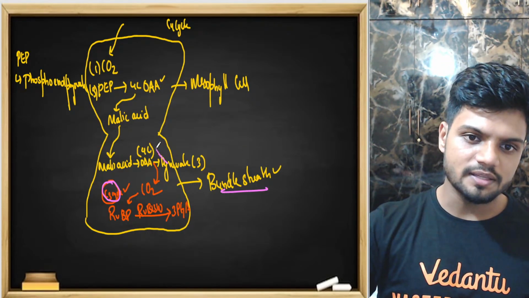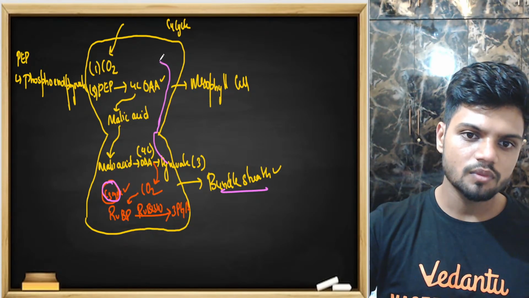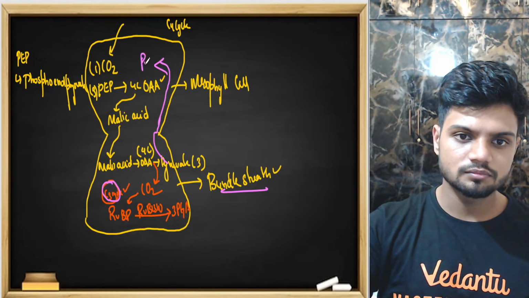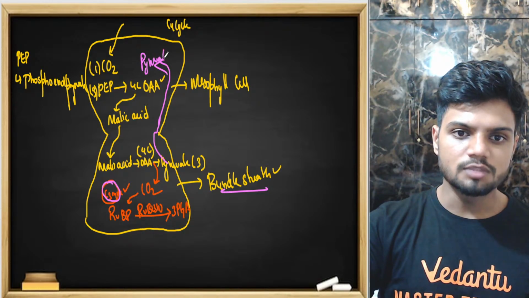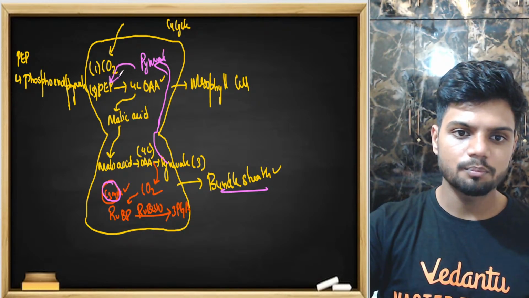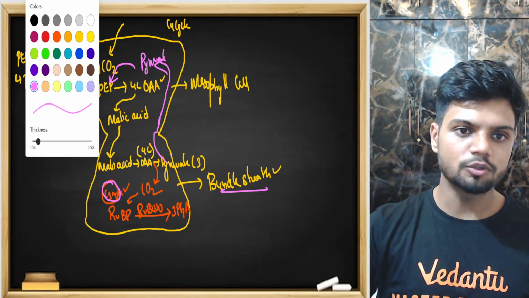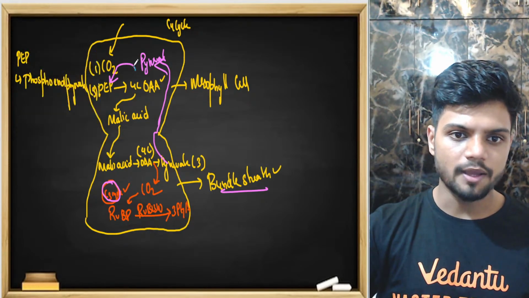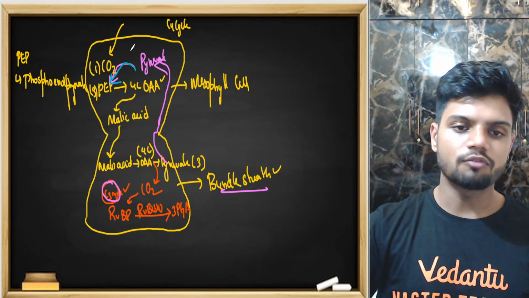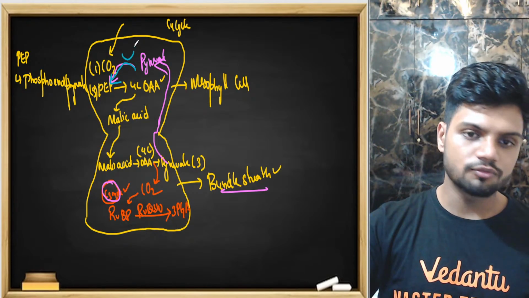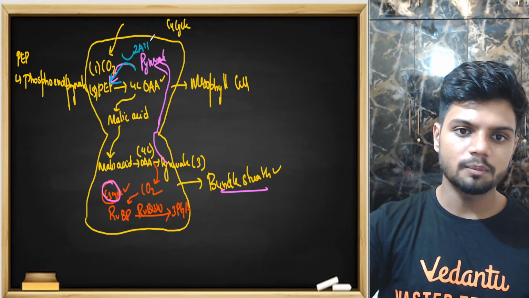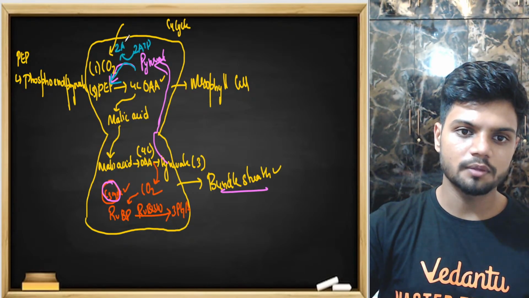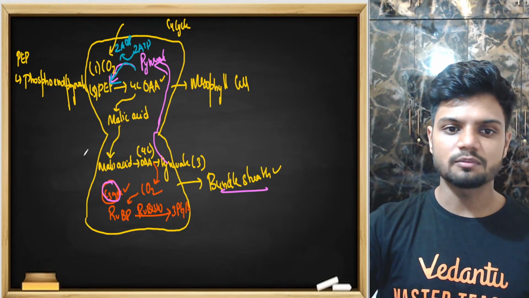This pyruvate is again sent up. Now this pyruvate is converted back to PEP. Pyruvate is converted back to phosphoenol pyruvate with the use of 2 ATP. 2 ATP is used in this process.